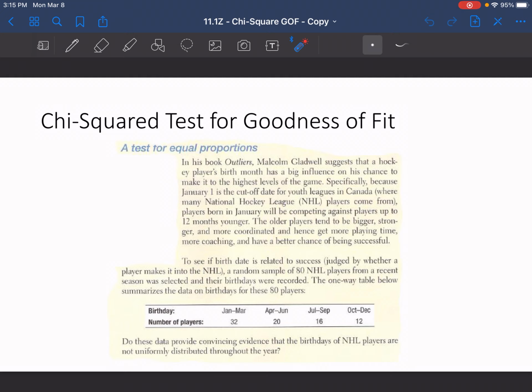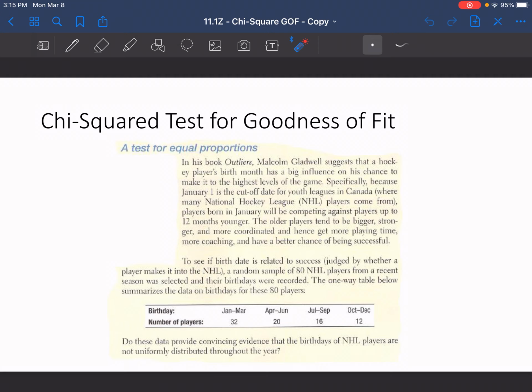To see if birth date is related to success, judged by whether a player makes it into the NHL, a random sample of 80 NHL players from a recent season was selected and their birthdays were recorded. The one-way table below summarizes the data on birthdays for these 80 players.